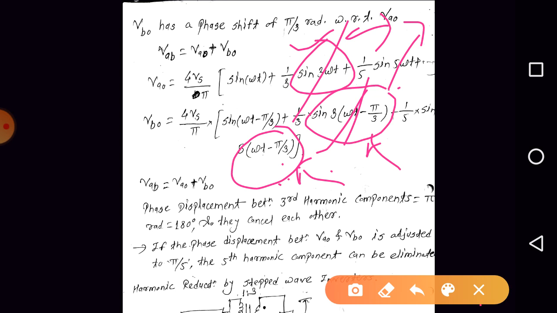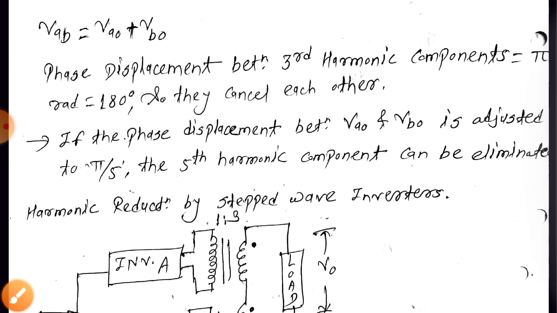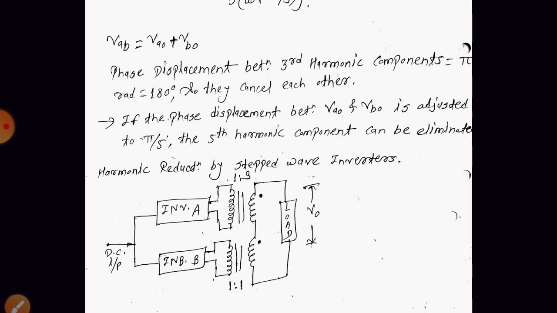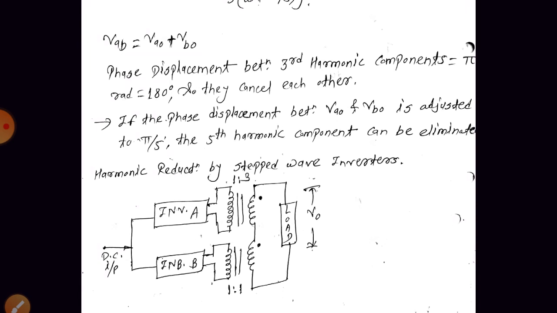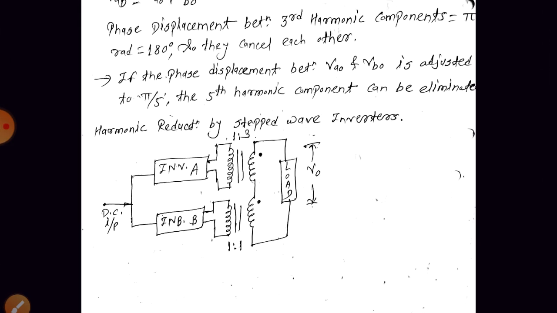So from this we can write: if the phase displacement between the third harmonic components is equal to pi radian, then they cancel each other. If the phase displacement between VA0 and VB0 is adjusted to pi/5, then the fifth harmonic component can be eliminated. Are you getting the point? So this is one method. By keeping a particular phase displacement between VA0 and VB0, we can remove a particular harmonic.